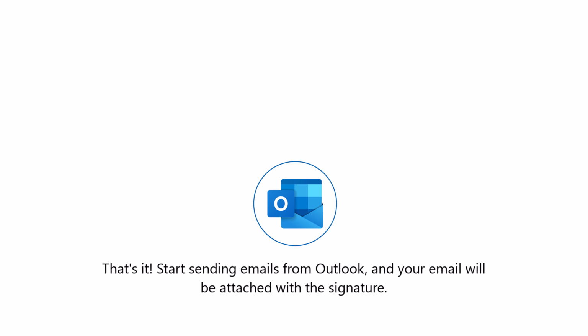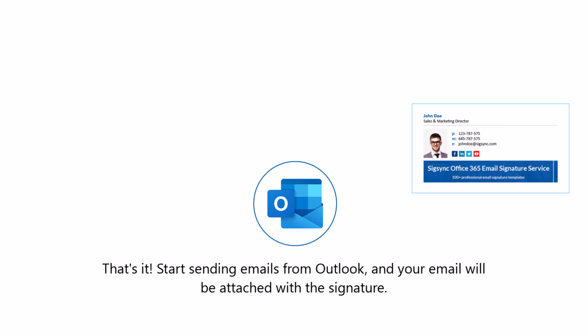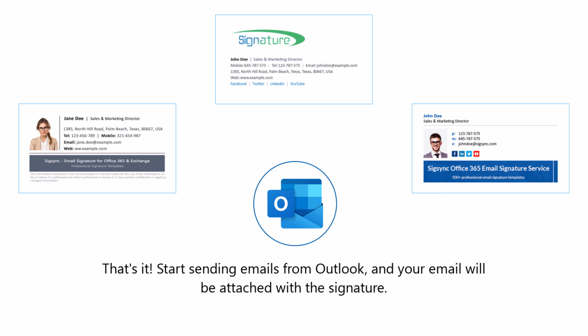That's it. Start sending emails from Outlook, and your email will be attached with the signature.